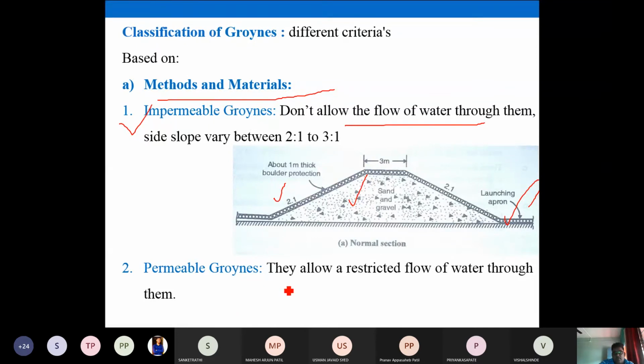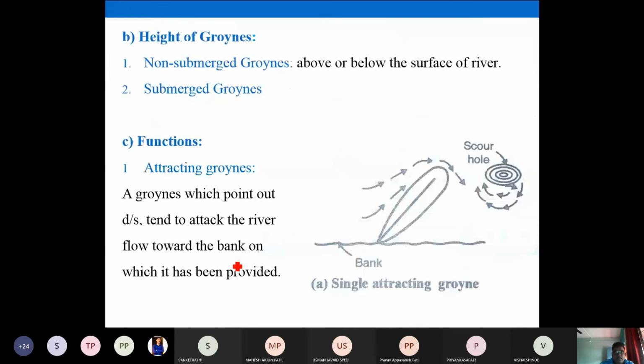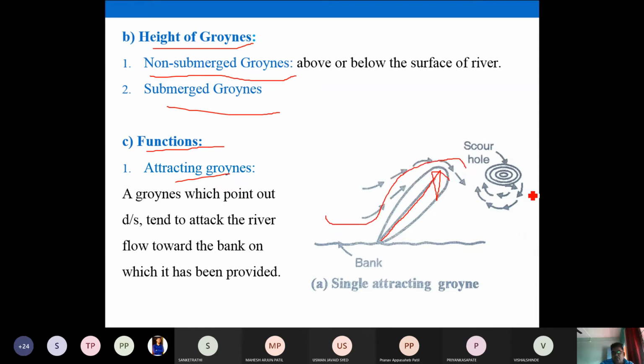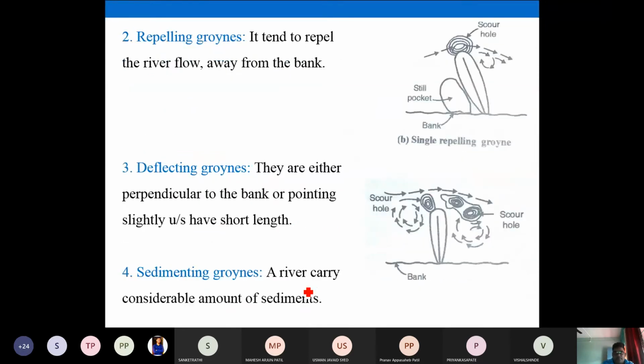Then the second one is the permeable groin. This allows a restricted flow of water through it, directly allowing the flow of water into the groin. Then, according to the height of the groins, there is a classification: non-submerged groins and submerged groins, depending on whether they lie above or below the surface of the river. In terms of function, there is the attracting type of groin. As I told you already, if the angle is deviated in the downstream direction, then it is attracting, where the flow is diverted and goes in the downstream direction, but there is formation of pot holes or scour holes. This is a single attracting type of groin. A groin which points downstream tends to attract the river flow towards the bank on which it has been provided.